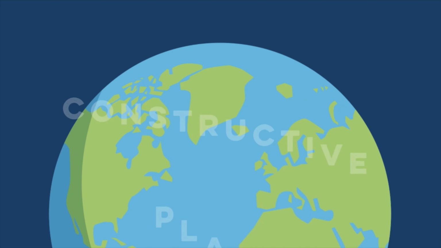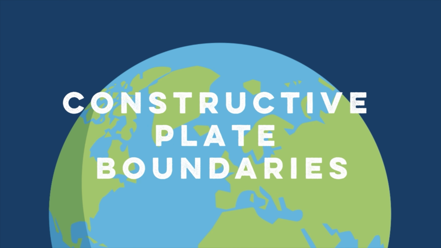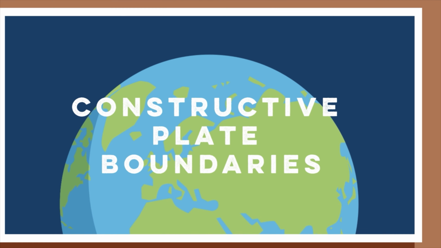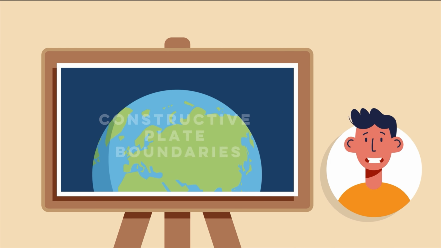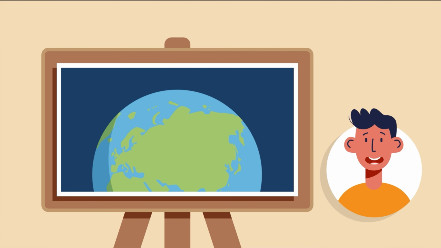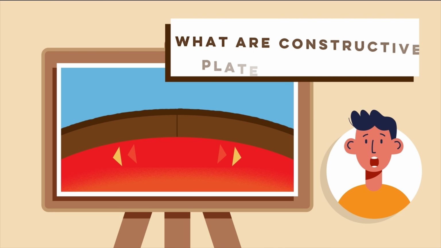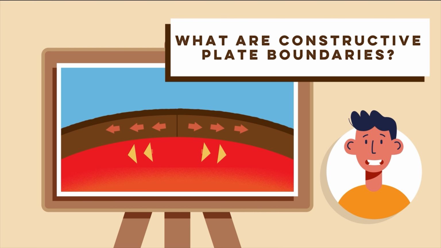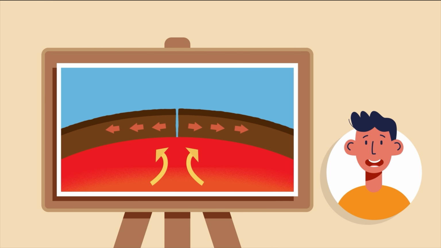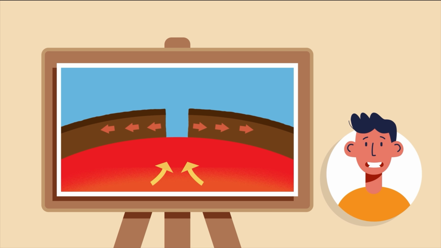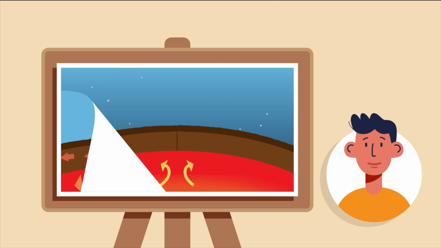Today, we're diving into the fascinating world of constructive plate boundaries, also known as divergent plate boundaries. We'll break down this process into simple steps so you can easily understand how new crust is formed and how it shapes our planet. Step 1. What are constructive plate boundaries? Constructive plate boundaries occur where two tectonic plates move apart from each other due to convection currents. This movement creates a gap between the plates.